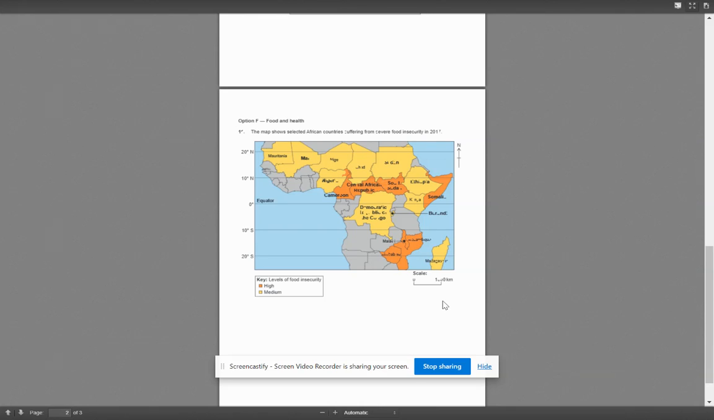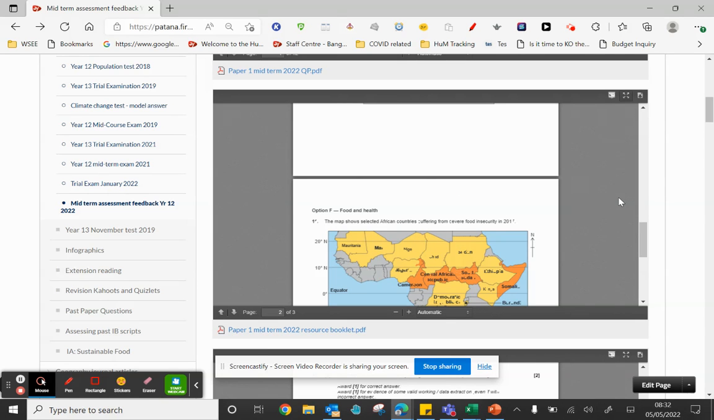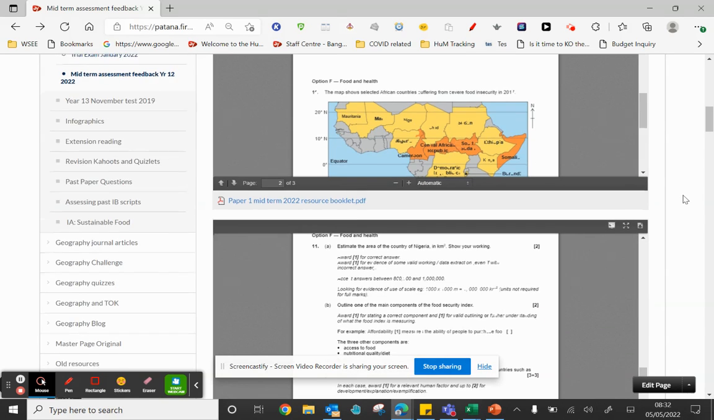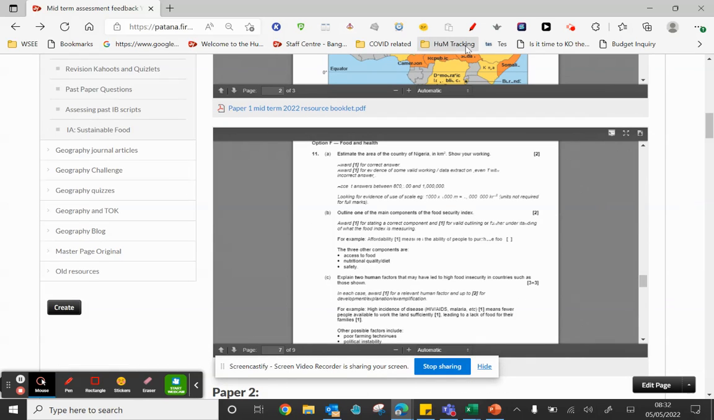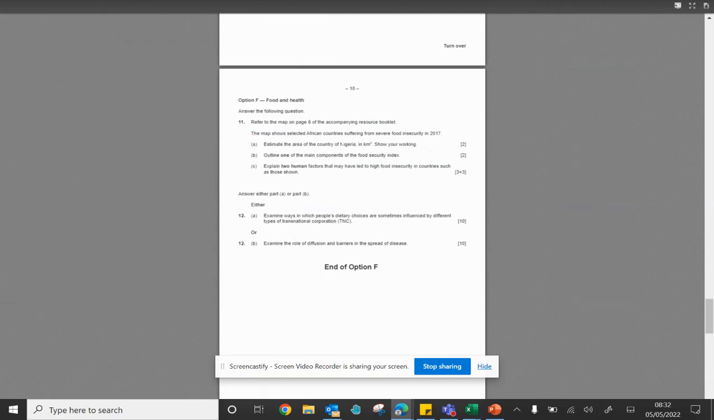Measure it. Say you get 1,000 kilometers by 1,000 kilometers, then you multiply whatever figure you've got by the other one, and you should get hopefully a number between 800,000 and 1 million kilometers squared. Okay, you need to show your working as well to actually get the 2 marks.